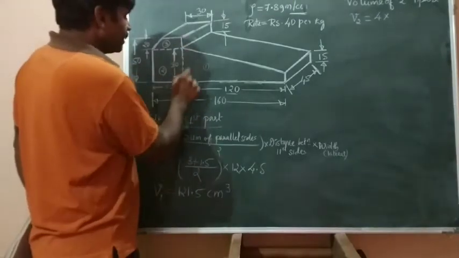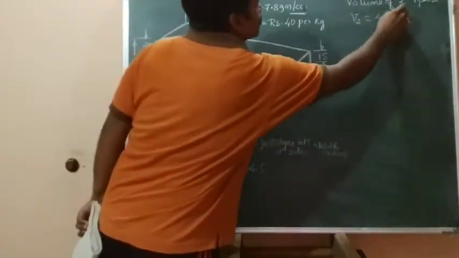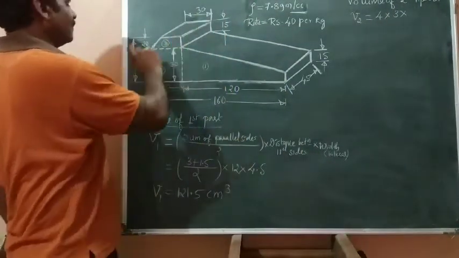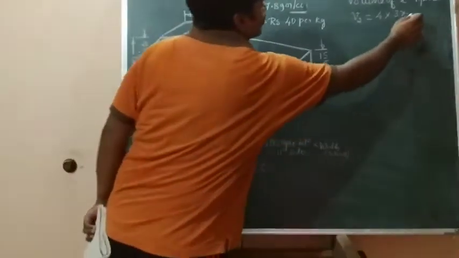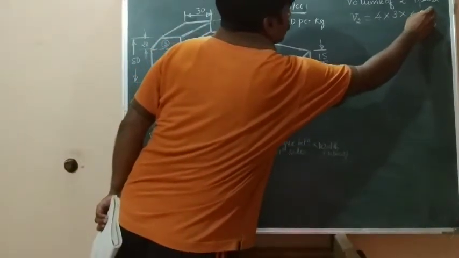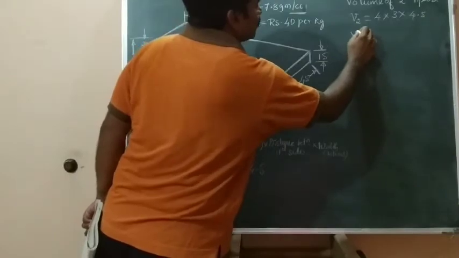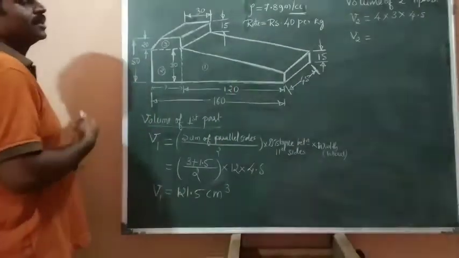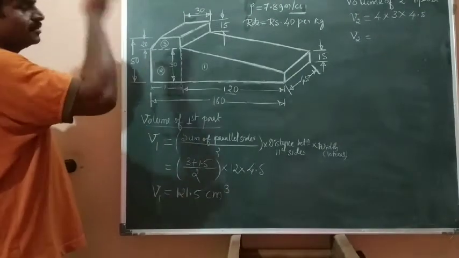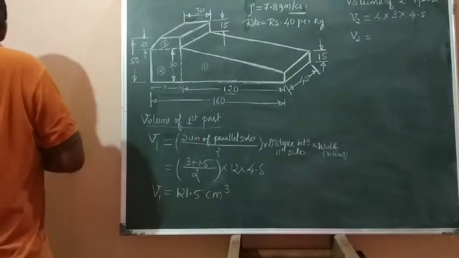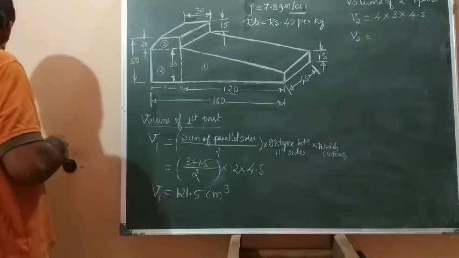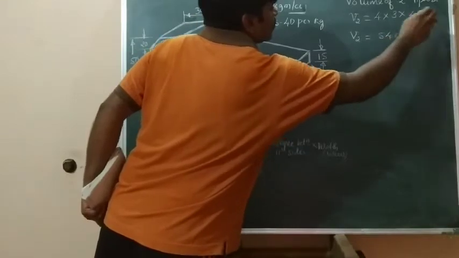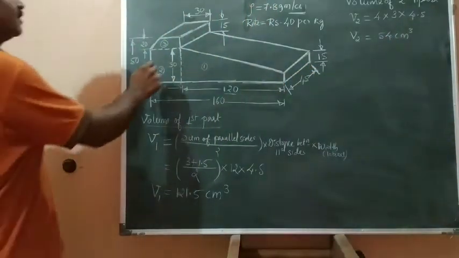Now this particular length, that is 30, so 3 centimeter. And 4.5 centimeter, that is the 45 millimeter given. Now the second part is a cuboidal structure, so length into breadth into height gives the volume. By multiplying, we get 54 centimeter cube. The volume of the second part is over.